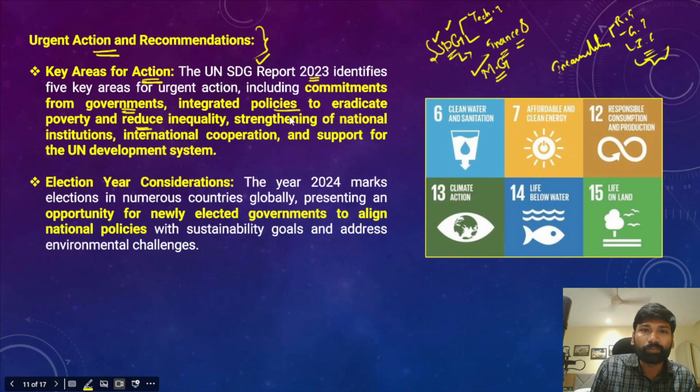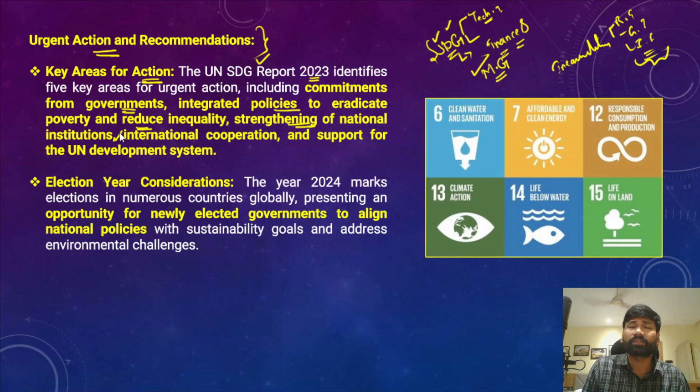And after that, we must also strengthen our national institutions. Capacities must be strengthened, and international cooperation is very, very important in this sense, because research, technology, and finances can be mobilized through international cooperation, and also support for the UN development system to achieve all these sustainable development goals by the year 2030.